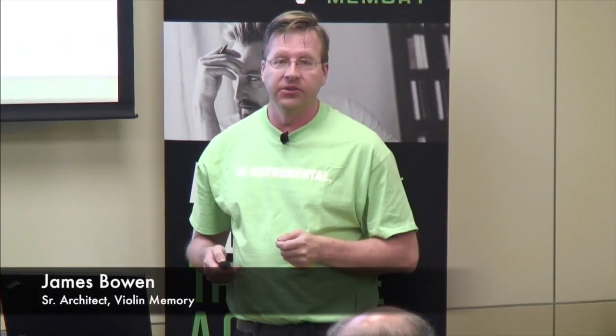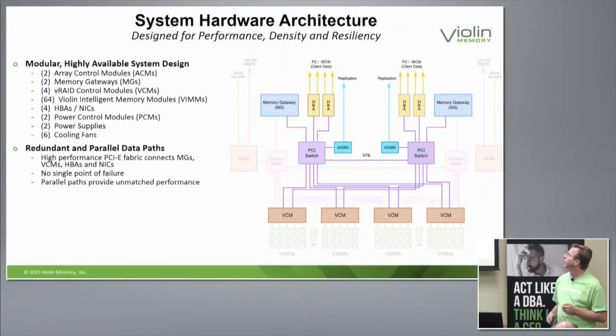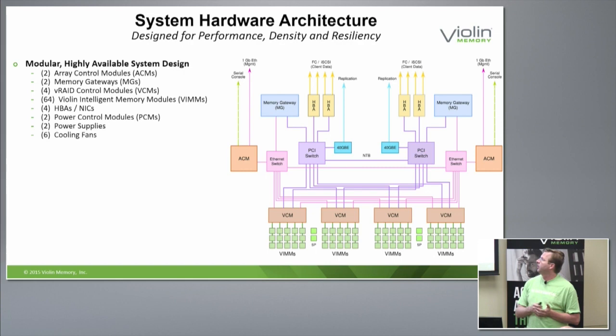So as Vikas said, I'm going to take a little bit of a deeper dive into some of our system architecture, what we have in our Violin systems here. As we touched upon, we have a very modular design, and this gives us a few benefits. It's the key to our resiliency in that pretty much everything we see here there's at least two of. There are 2 array control modules, 2 memory gateways, the VCMs, up to 64 VIMs. We have multiple HBAs and NICs, power control modules, power supplies, et cetera. The entire system is built from the ground up with redundancy in mind.